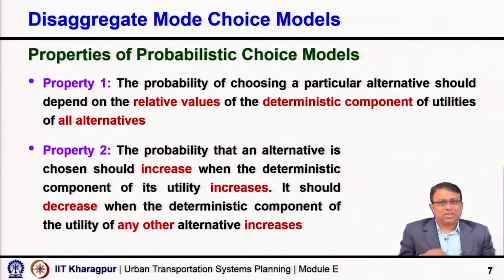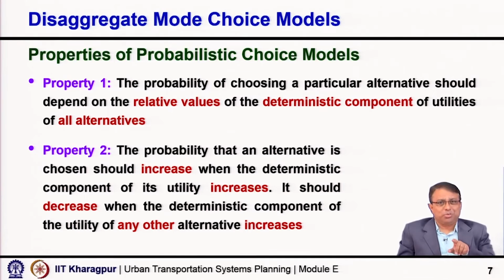The same is true the other way. If you think in a reverse way, the parking charge was 30 rupees, now it becomes 15 rupees, now it becomes free of cost, what will happen? The utility will increase. So obviously the results will be in the reverse direction. You will find the probability of using car is increasing as the utility is increasing. So, utility increases, the probability of choosing that alternative increases; utility decreases, the probability of choosing that alternative decreases.